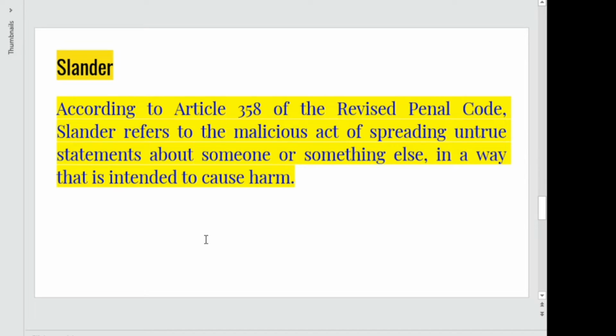Okay? So, now we'll have the slander. So, slander naman, according to Article 358 of the Revised Penal Code, slander refers to the malicious act of spreading untrue statements about someone or something else in a way that is intended to cause harm. So again, both libel and slander, ang intention naman nila is really to cause harm.